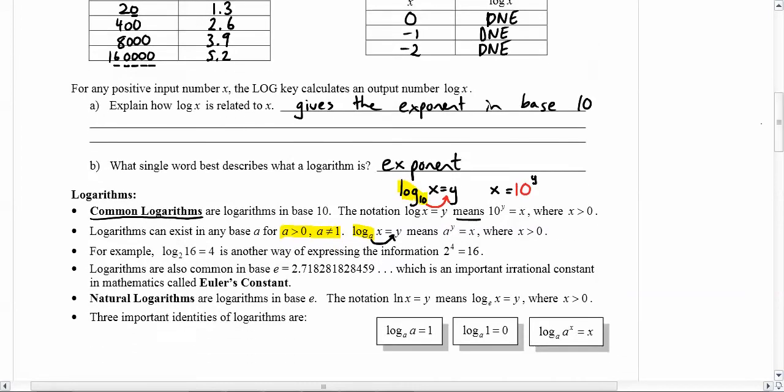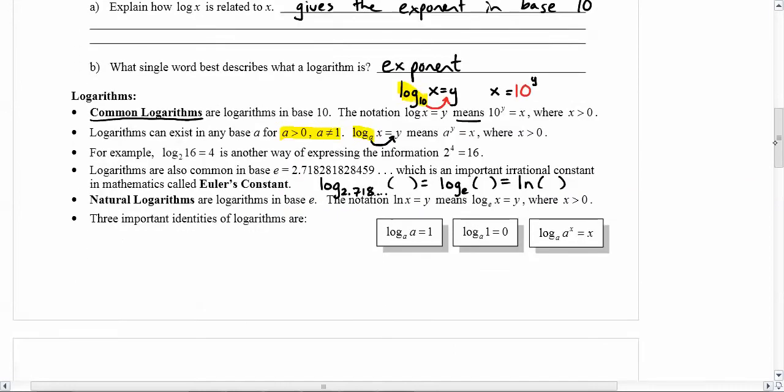So log base 2 of 16 equals 4 is just another way to say that 2 to the power of 4 is 16. A common base is base e, 2.7182818284659. It's an important irrational number. And if you want to write log base 2.718, we use this one so many times that we're going to write it as a special letter e. And we can also call that the natural logarithm, ln. So ln of x is the same thing as log base e of x. We won't be doing that one too much, but it's important for calculus.